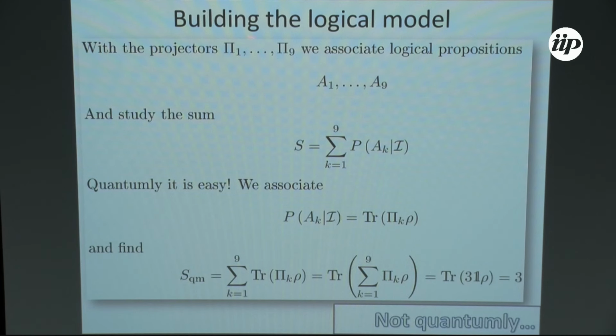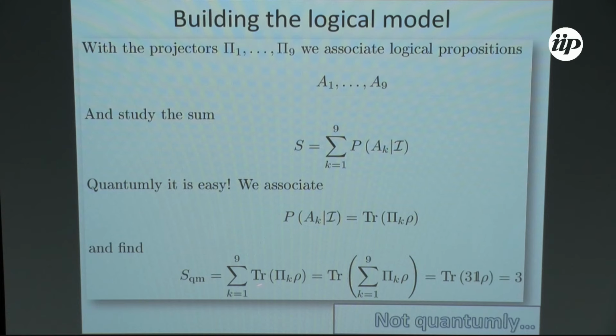We have 9 projectors for SIC-POVMs, and we associate 9 logical propositions. Up to now, we say nothing about them. We only say that they have to correspond somehow, one by one. And what we will study is the sum. So we take the probability of each proposition and we sum them up from 1 to 9, and we would like to see what happens.